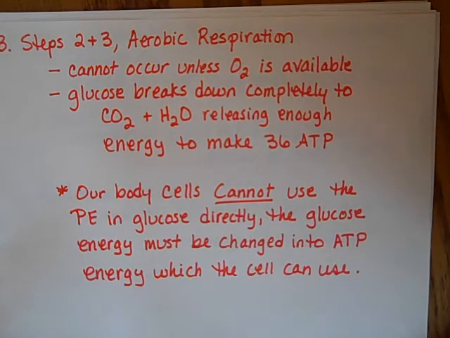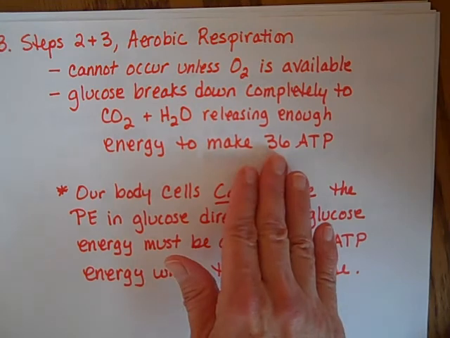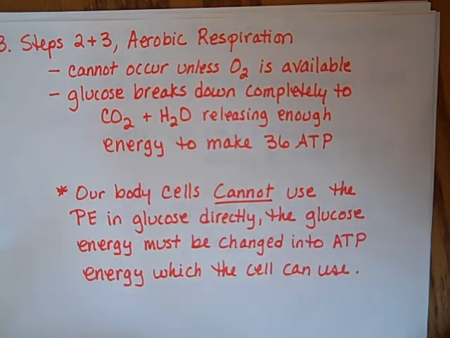So we want to be able to have oxygen available, and that'll break the glucose down completely, and it'll release a heck of a lot more energy, 36 ATPs as opposed to just 2. And that's going to help our bodies. Now, why is ATP so important? Because our body cells can't use the potential energy in glucose directly. The glucose energy must be changed into ATP, which the cell can use.